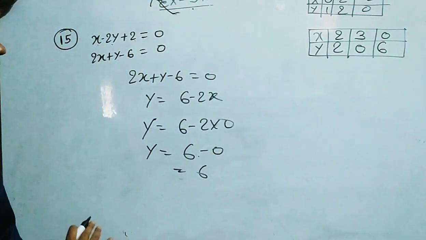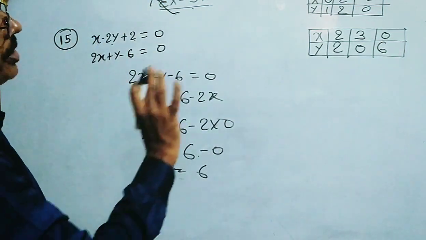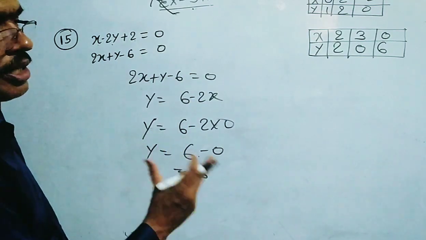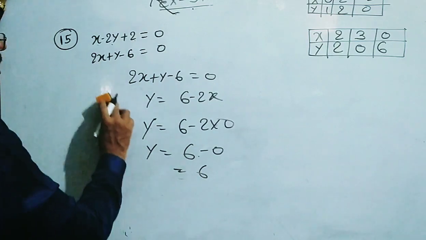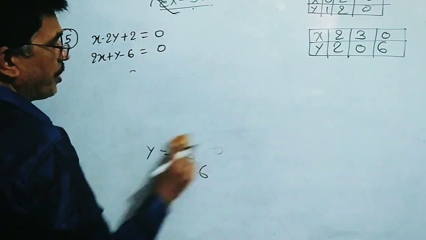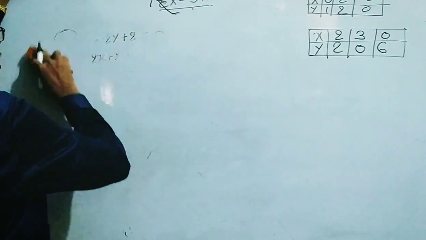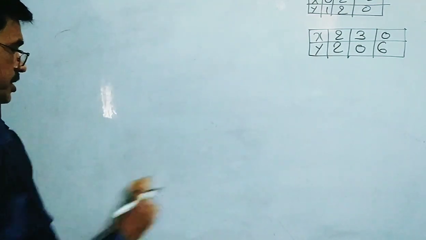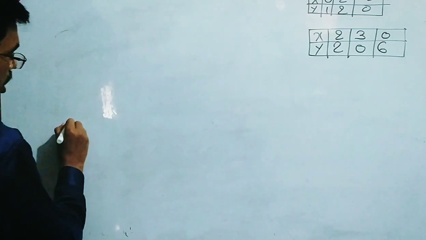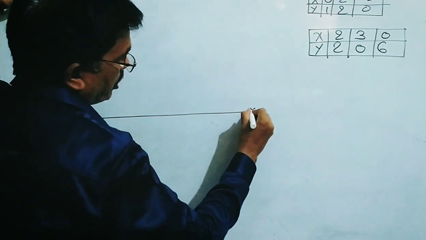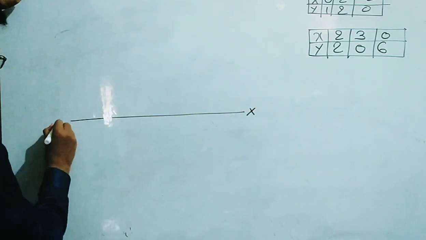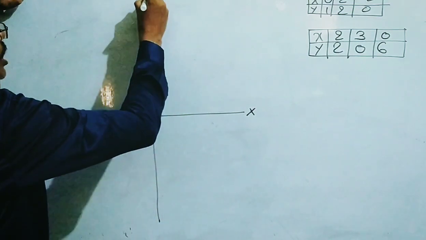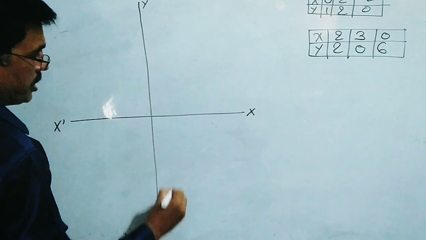So dear student, take the x and y values on the axes x and y. One time x is 0, another time y is 0. Then you draw the graph with the help of this table. Here you draw the graph. First you take the x-axis and y-axis. So the x-axis is here. You write here x dash, and here you draw the y-axis. Then you have y, and here y dash.